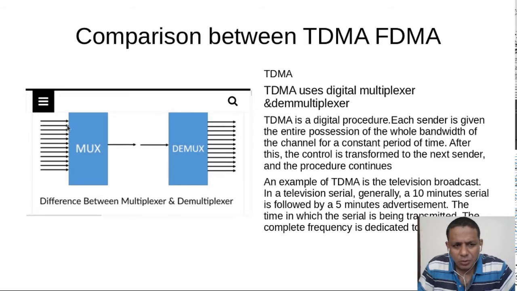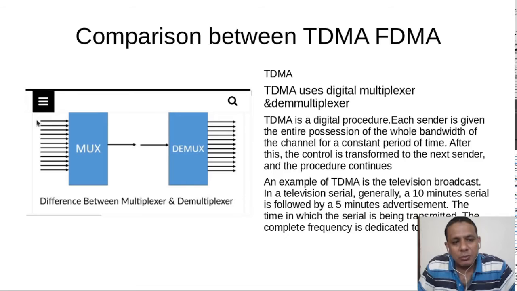Multiplexer means so many inputs and one output. I think you might have studied in digital. Demultiplexer means one input and so many outputs. Suppose so many inputs are used by different subscribers of a telephone network.